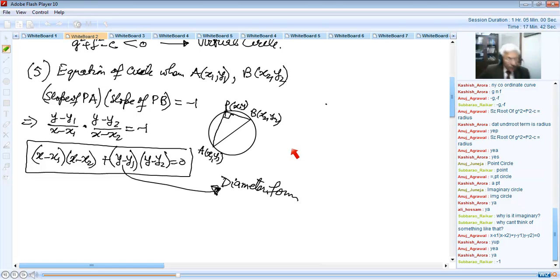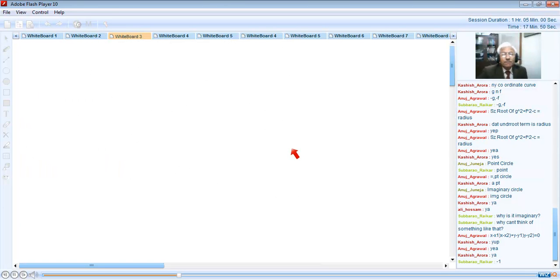Clear? So this is how we find the equation of a circle. Then we take up another point here. Sixth, parametric form of an equation of a circle. What do we mean by parametric form?